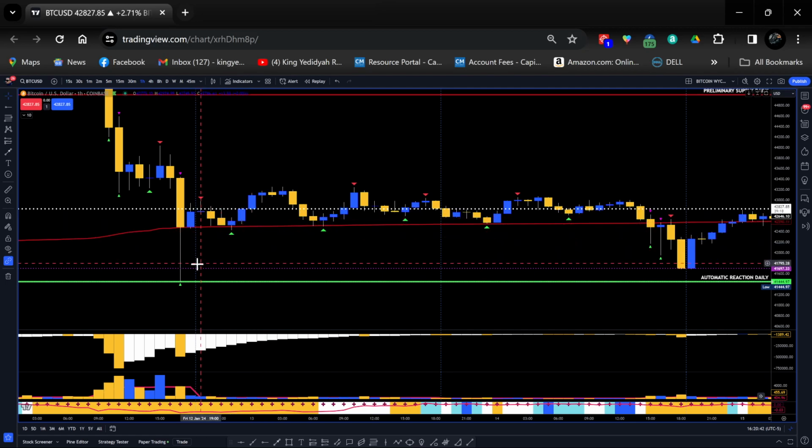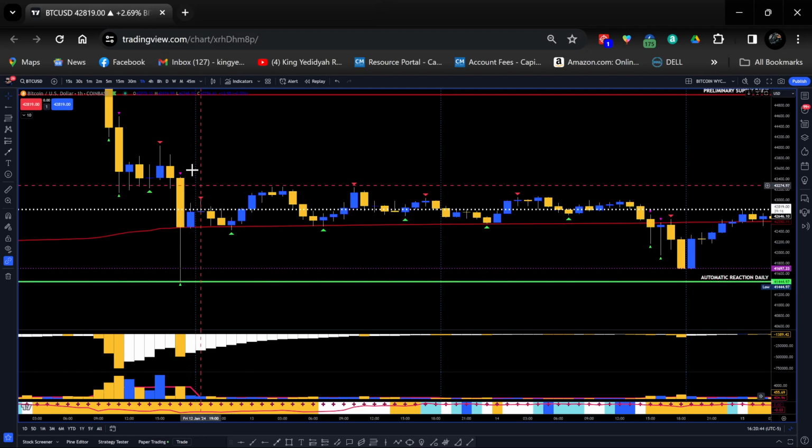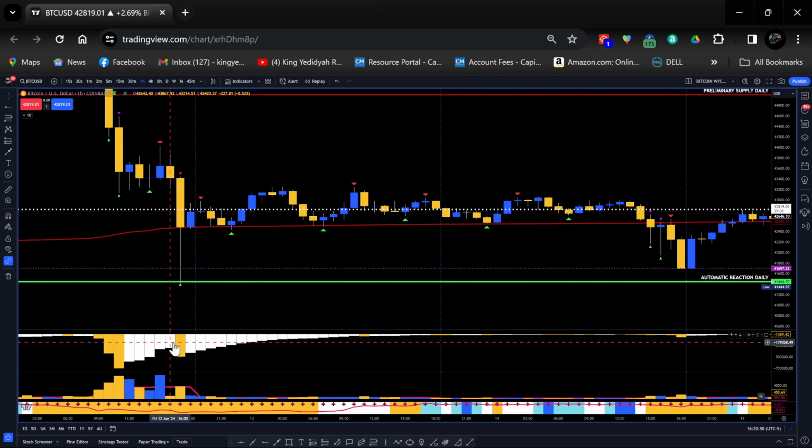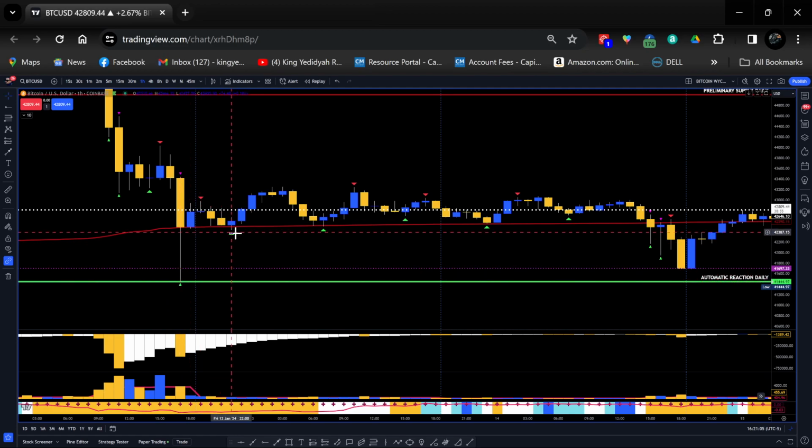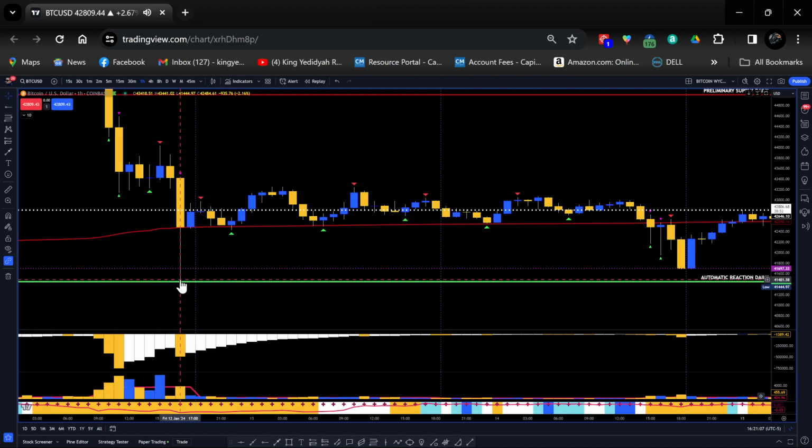In the way the structure is broken down in the books, you really have to take the wicks into consideration, because the wicks are really where the buying started. That's why you consider it the selling climax, because you want to know where the buying actually started. So I would still consider this the buying climax right here, at the automatic reaction on the daily.